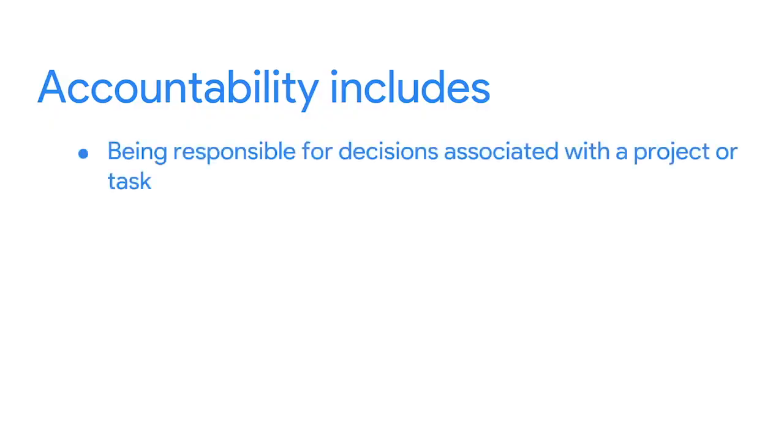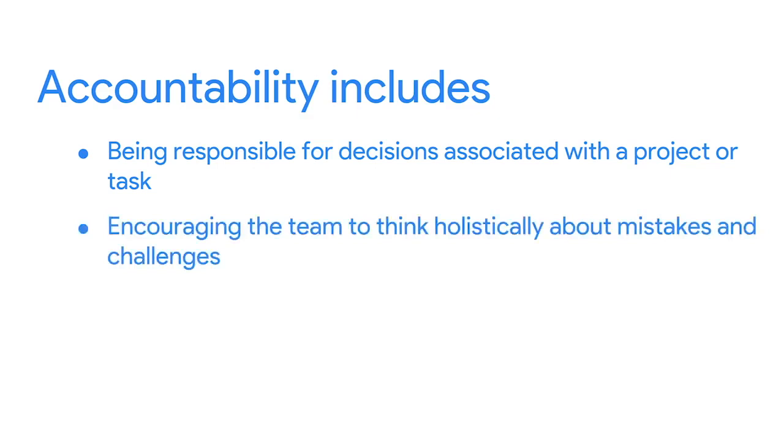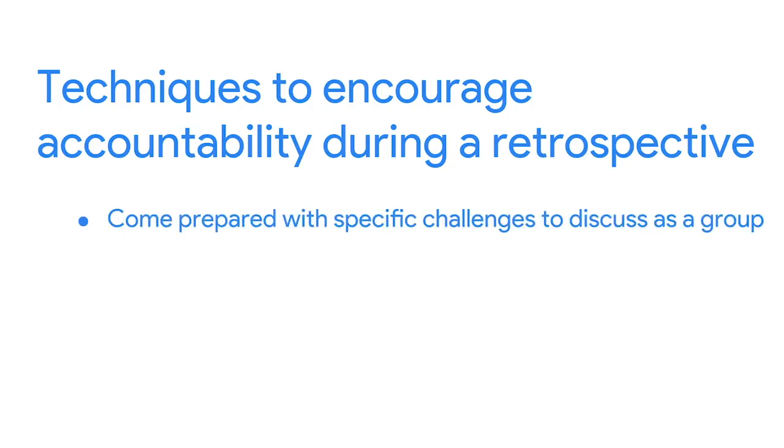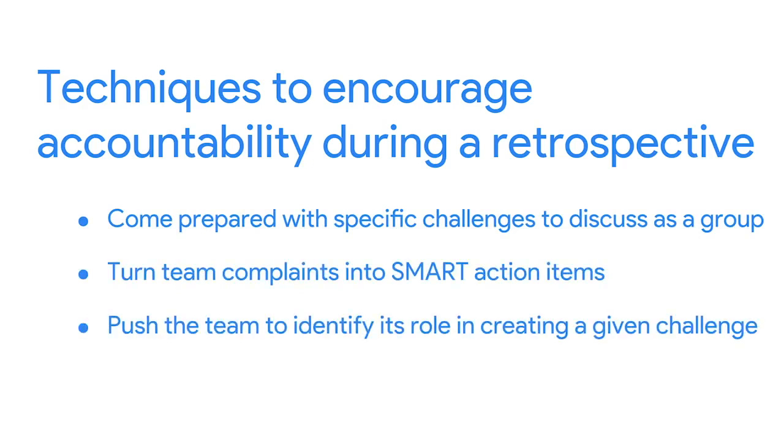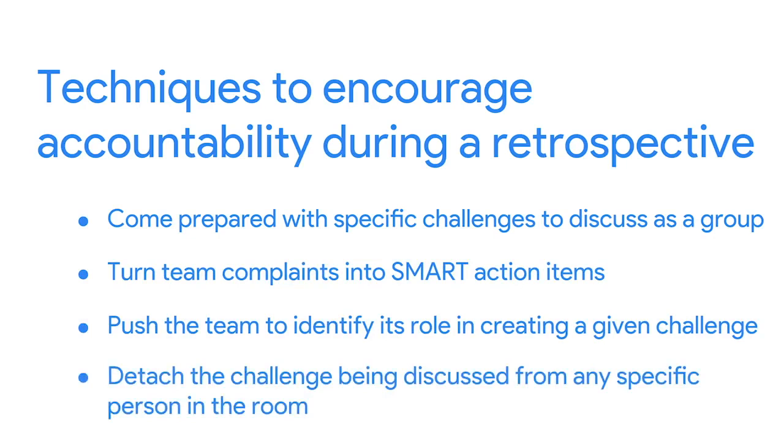Accountability refers to being responsible for decisions associated with a project or task. Accountability is about encouraging the team to think holistically about mistakes and challenges, and encouraging ownership. Some techniques you can use to encourage accountability during a retrospective include: come prepared with specific challenges to discuss as a group, turn team complaints into SMART action items, push the team to identify its role in creating a given challenge, and detach the challenge being discussed from any specific person in the room.